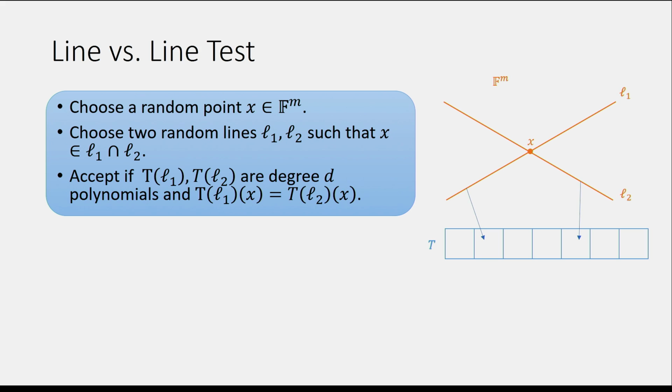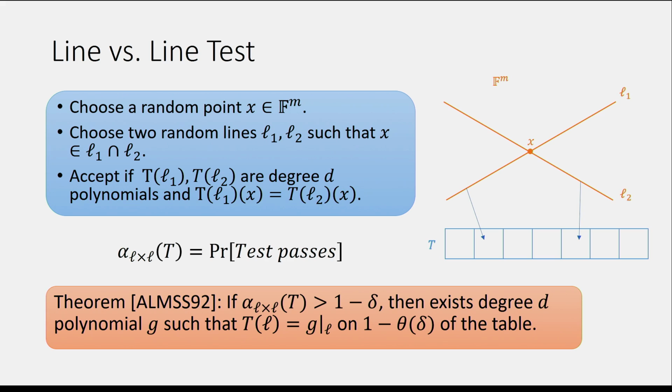So more formally, if we have a test that chooses a random point and then two intersecting lines on this point, and accepts if the entries that it reads are degree D polynomials and they agree on the intersection. Suppose we denote by alpha the probability of this test to pass. Then Alon et al. proved that if this alpha is 1 minus delta, then there exists some degree D polynomial that agrees with almost 1 minus delta of this table. So there is some kind of noise. Some entries are bad. But generally, this table corresponds to a degree D polynomial.